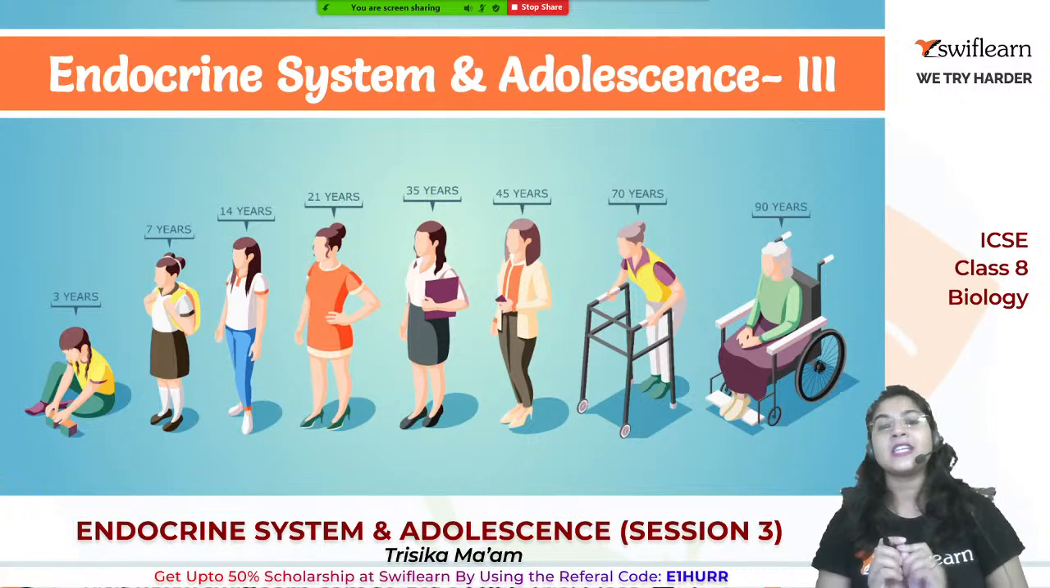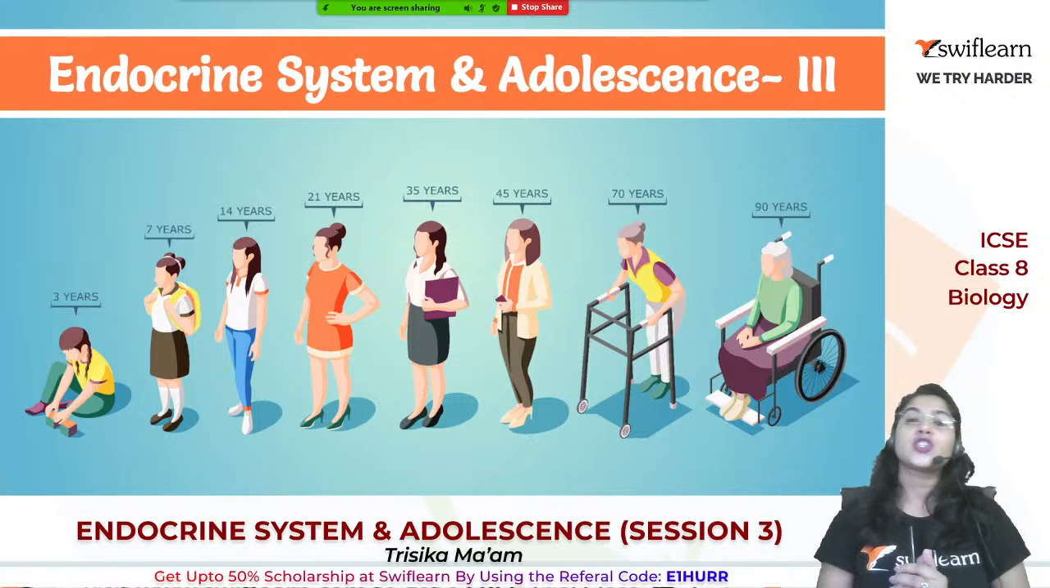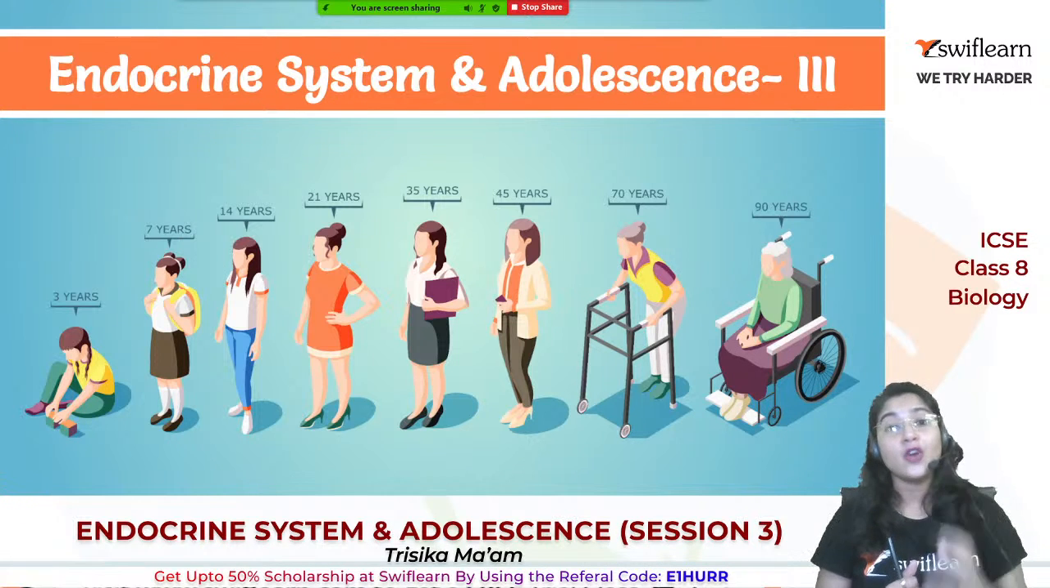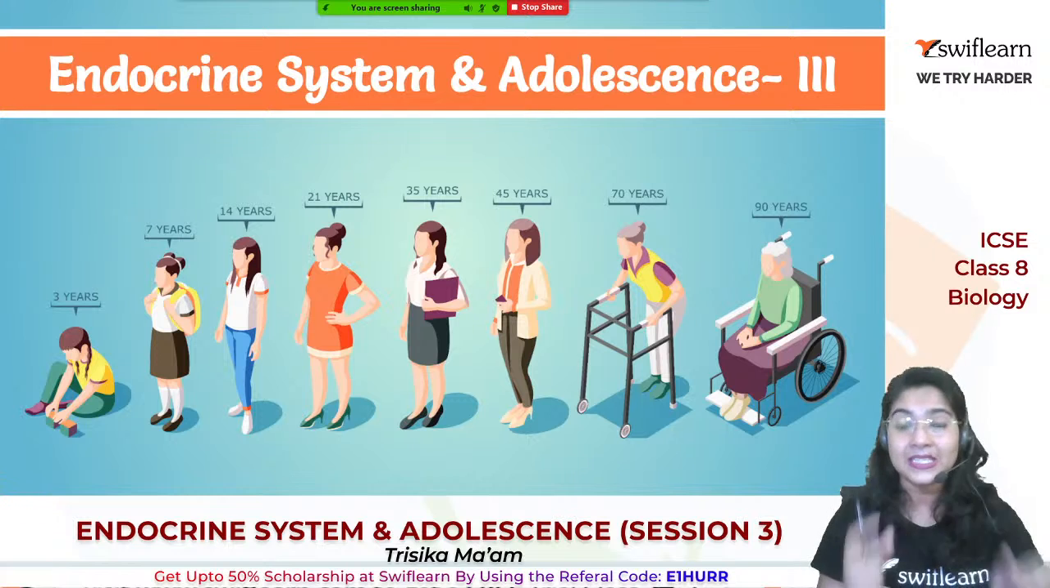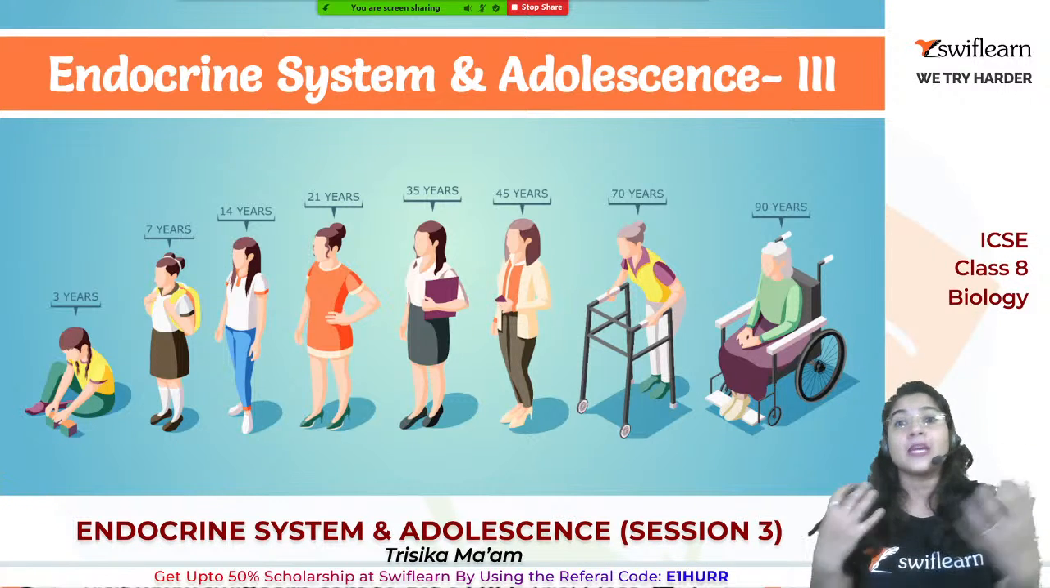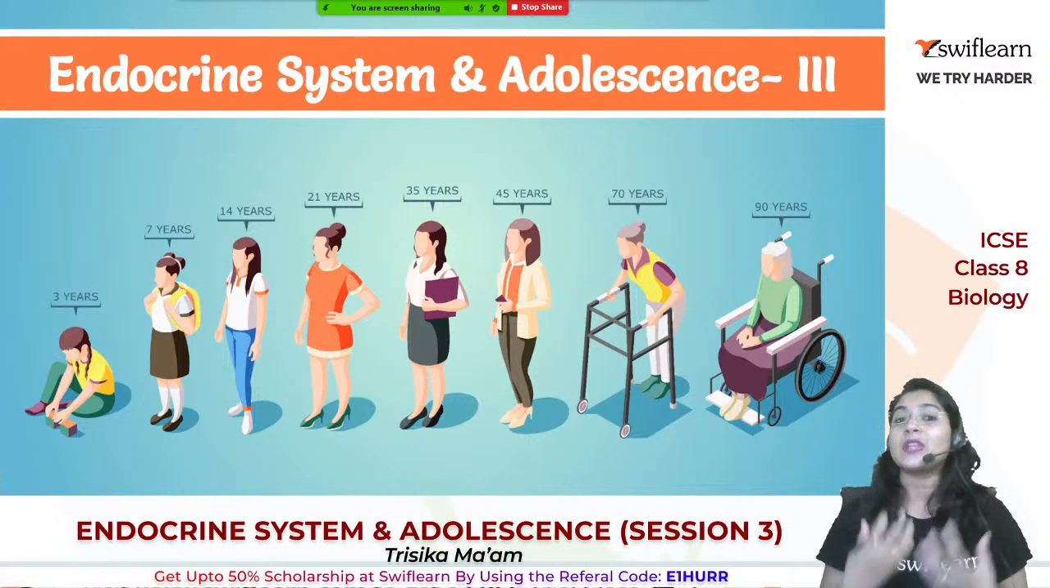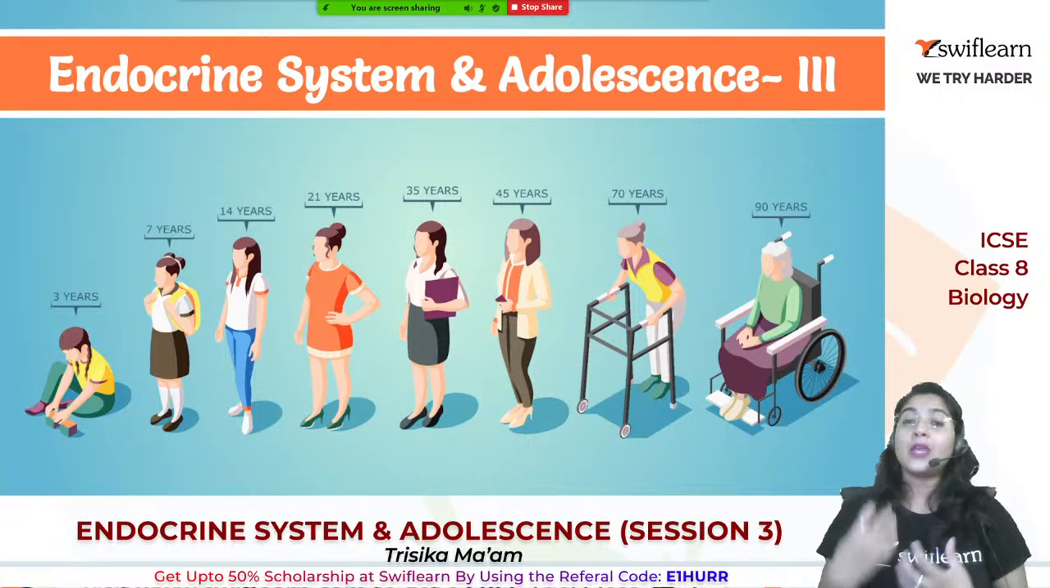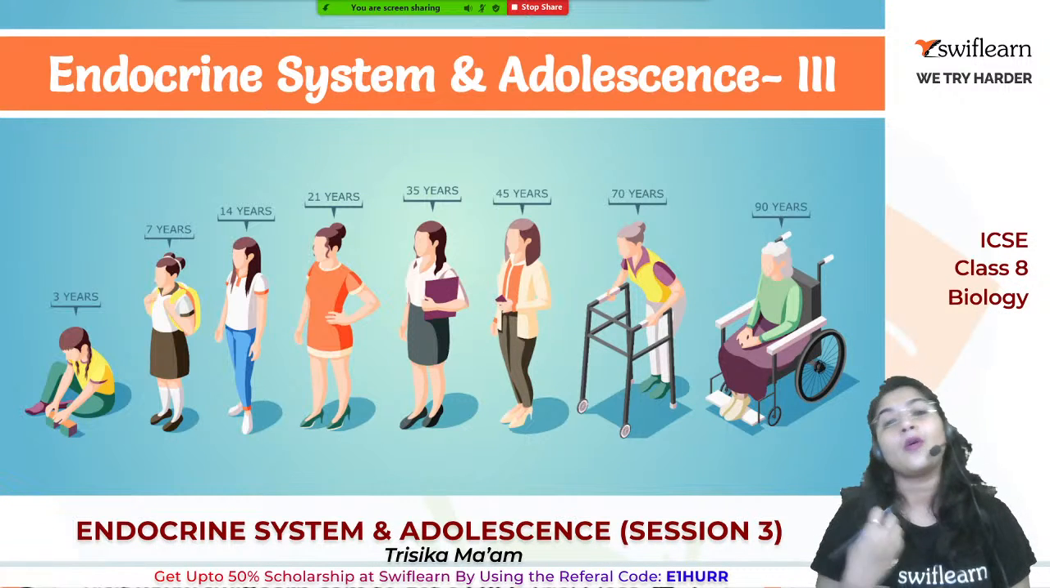An overall view: I will tell you what the different changes are which take place within our body during puberty, and definitely what personal hygiene and steps we should follow so that we can maintain a proper health of our body.